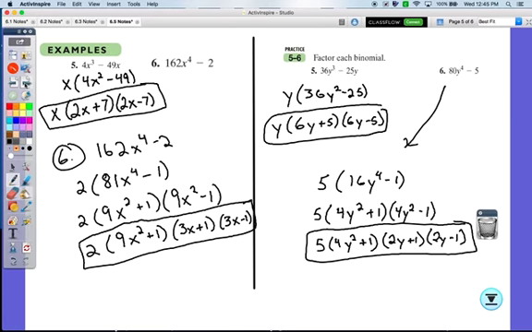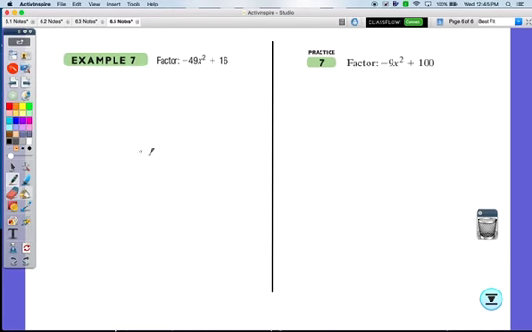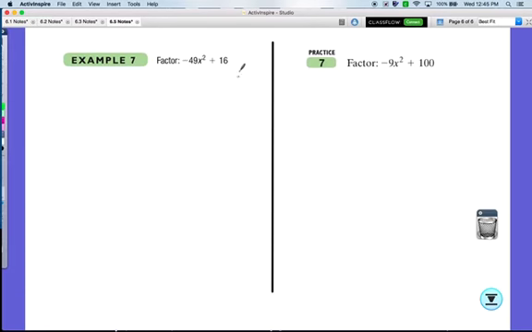All right, and so finally, let's look at these. Again, if you have that negative out in front, factor that negative out. So if you factor out a negative 1, it changes both of those signs, and it turns it into 49x squared minus 16. And now we have a difference of two squares. So I have the negative 1. This will factor into 7x plus 4, 7x minus 4.